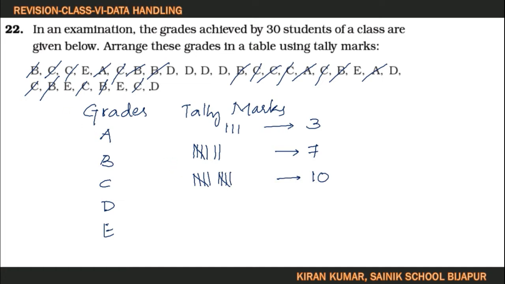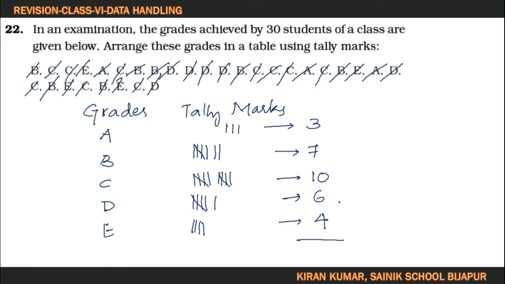Now we have to count D. 1, 2, 3, 4, 5 and 6. Now we have to count E. 1, 2, 3 and 4. These are 6, these are 4.